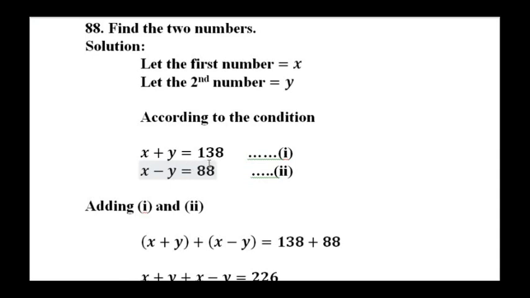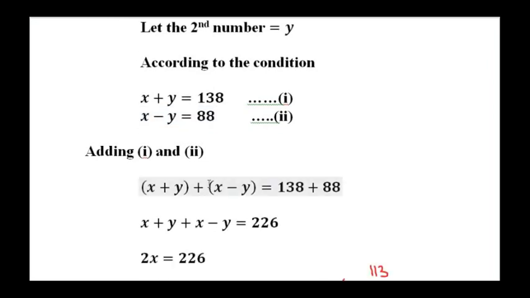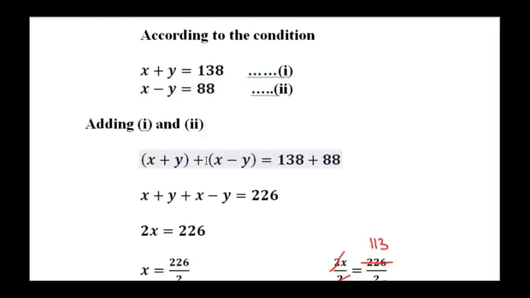By adding or subtracting these equations, we can eliminate either the variable x or the variable y. So if we add these two equations, we can eliminate the variable y. We can add these equations as follows, adding equation 1 and equation 2. Left hand side of equation 1, which is x plus y, and left hand side of equation 2, which is x minus y, equals the right hand sides 138 plus 88.